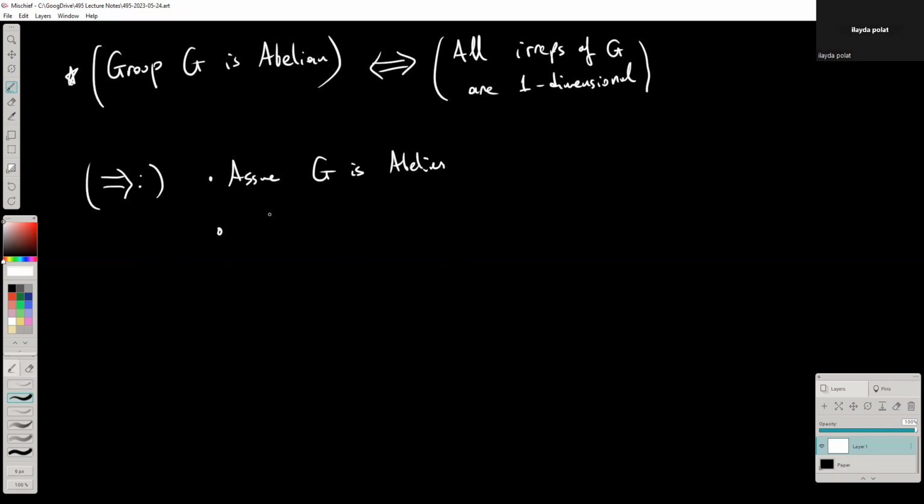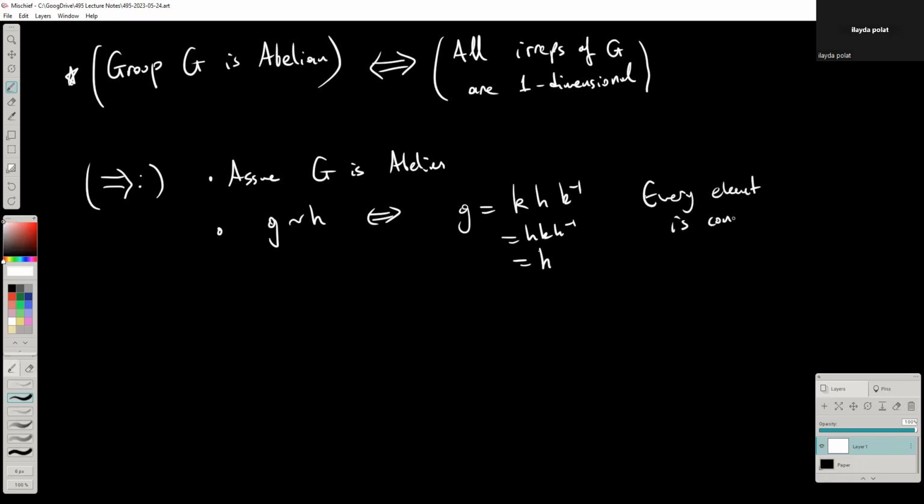So if that's the case, we can actually look at the conjugacy relation. In the conjugacy relation, we have a similarity transformation, if you remember. But if the group is abelian, then all the elements commute. And so therefore, the similarity transformation does not change the element. So therefore, every element is conjugate to itself. Let me write this thing down. Two elements are conjugate if and only if they are equal, okay?